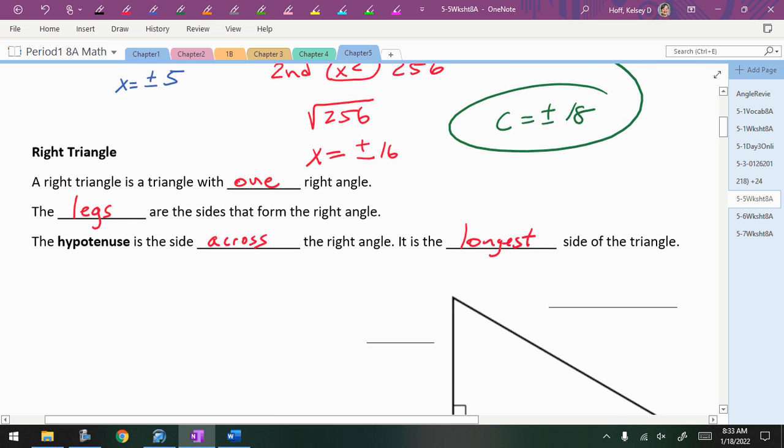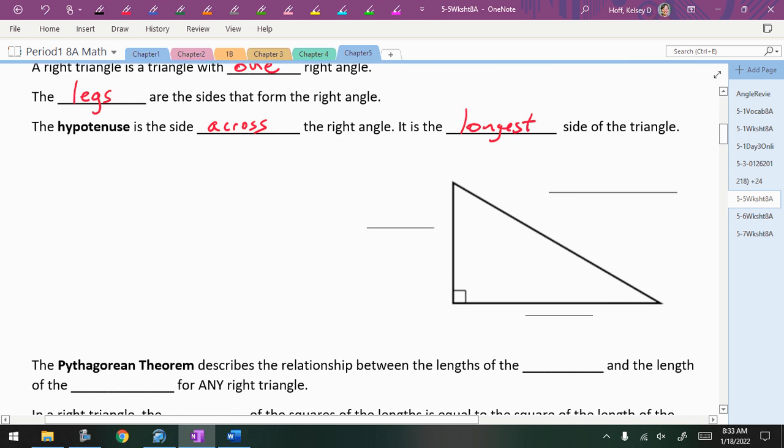Let's put it in a diagram that seems to help us. How do I know where my 90 degrees is? Very good, the square in the corner. The two sides that form that box, the one going up and down and the one going across the bottom, are called legs. The side that is across from the 90 degrees is called the hypotenuse.